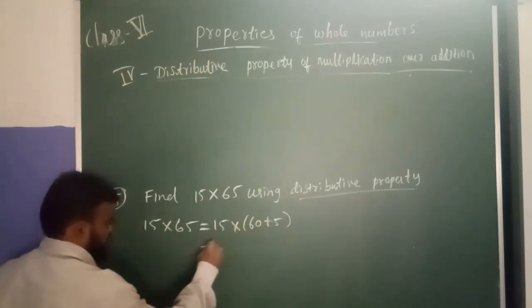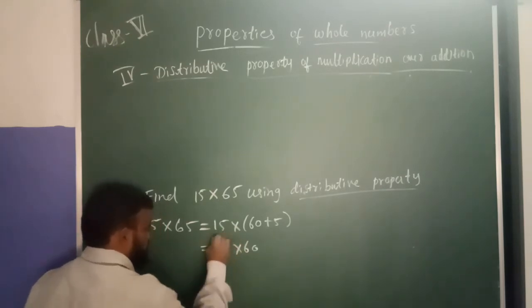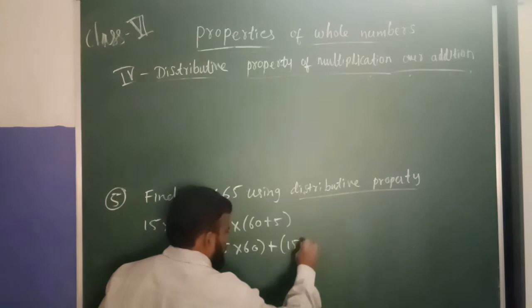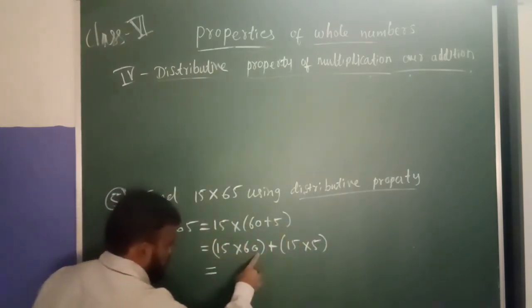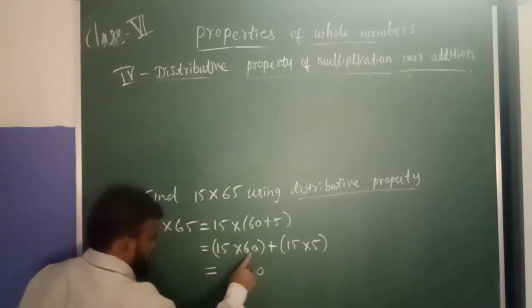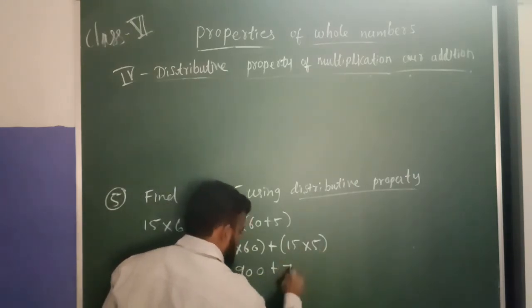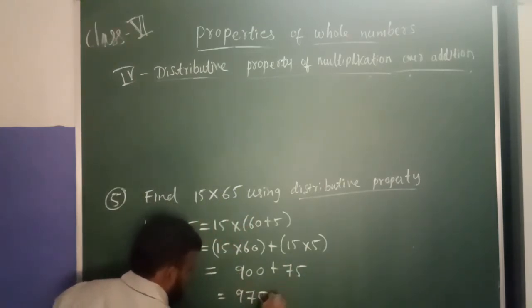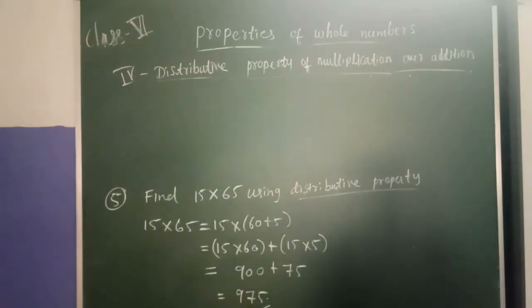Distribute the property here. 15 into 60 plus 15 into 5. Now 15 zeros are 0. 15 sixes are 90, plus 15 fives are 75. 900 plus 75, 975. This is the final answer. Now write it. Sixth one.